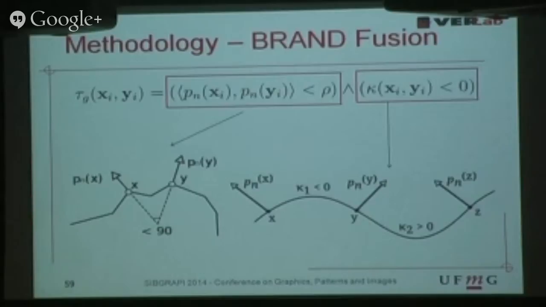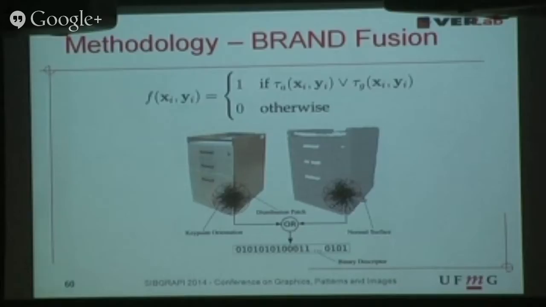And of course, we have another test that gives information about the curvature. Okay. So when you have these two pieces of information, the distribution patch, this is the image information, and this is the depth information. From this distribution patch, you get the key point orientation, right? And from the depth information, you get the normals according to these tests here, right?